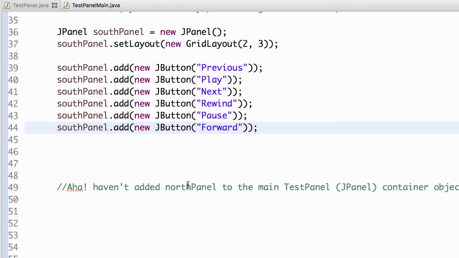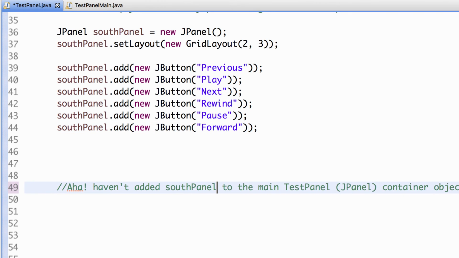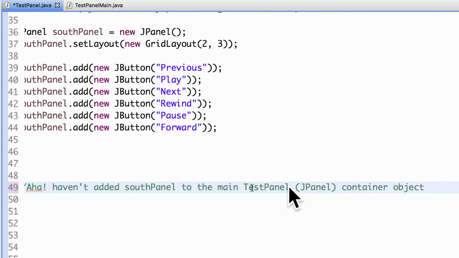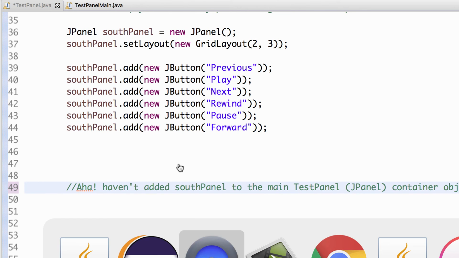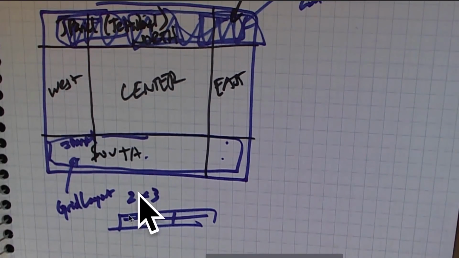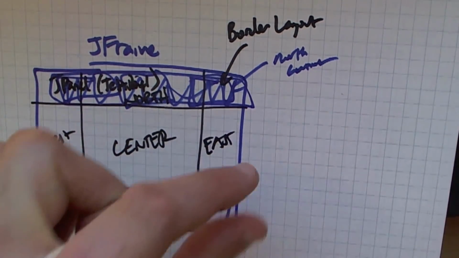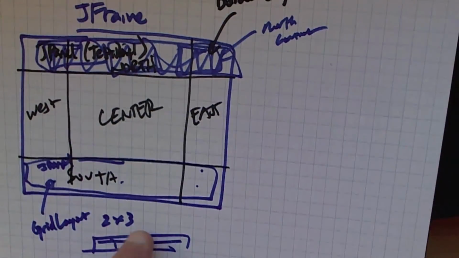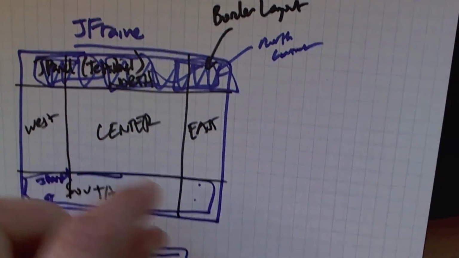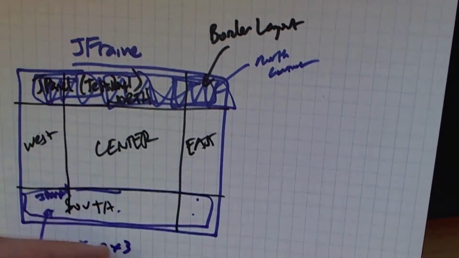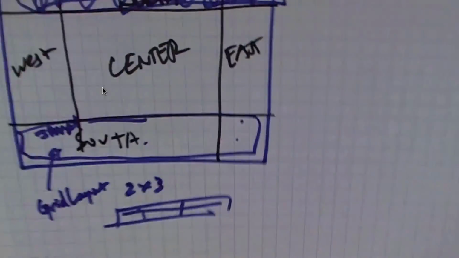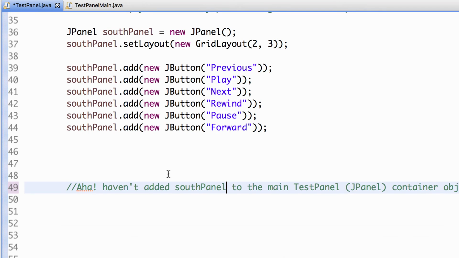I have forgotten to add this south panel to the main panel, to the main container object, right? So again, I did not add this. I created this grid layout guy down here, this blue guy, but I forgot to add this to the actual main guy, which is in the border layout. So I'm going to say, hey, this guy with all those 6 buttons I just made, I'm going to add you to the south. You could try changing to the west, to the east, and see what happens, but that's what we're going to do now.